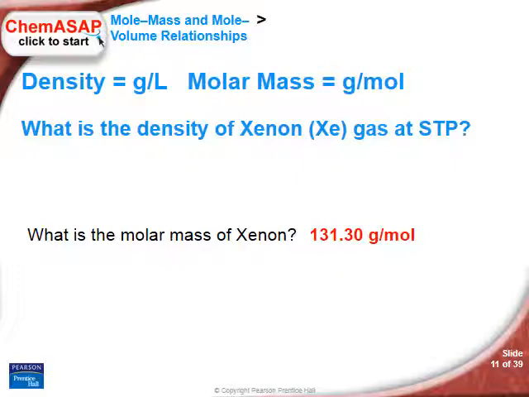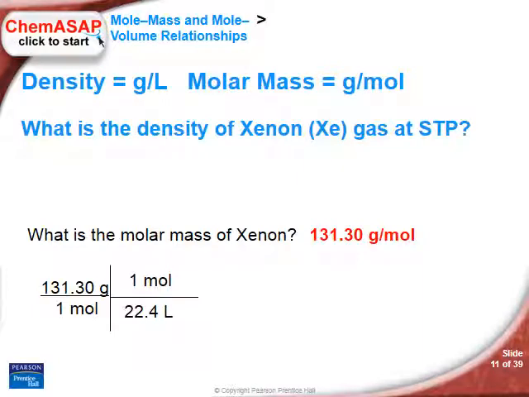Look at the periodic table, you'll see that it's 131.30 grams per mole. We're going to set that up with grams on top, moles on the bottom. We don't want to deal with moles, we want to go over to liters. So for every 1 mole, you have 22.4 liters of a gas. Our moles cancel out and we're left with 5.86 grams per liter.